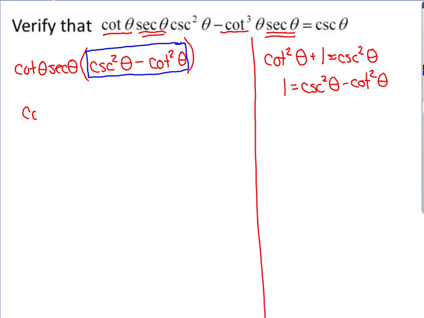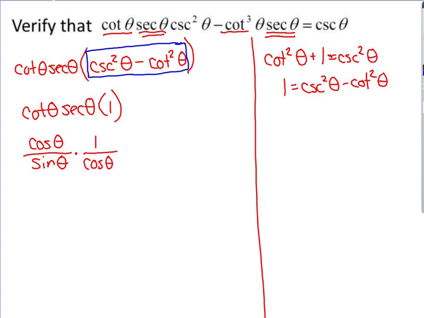So now we have cotangent of theta, secant of theta times 1. We multiply by 1. It's just going to give the same value. But now we have a cotangent and a secant, and we're trying to get down to cosecant. So let's go ahead and change these to sines and cosines. Cotangent, remember, is cosine over sine. Secant is 1 over cosine, because it's the reciprocal of cosine.